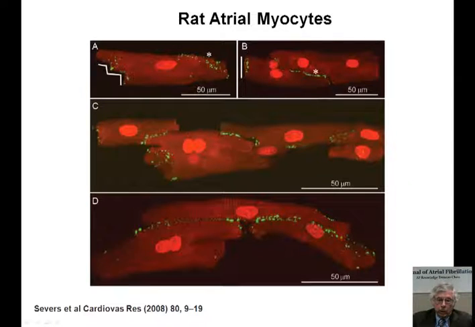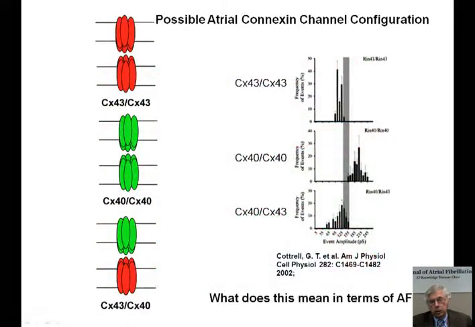One of the reasons that we're concerned with the fact that there are several different connexins in the atria rather than only one is that the different connexins can connect with each other, as shown here: connexin 43 to connexin 43, which is homotypic, or connexin 40 to connexin 40, or connexin 43 to connexin 40. And all these combinations have different ion channel conductances, which makes it very complicated to figure out how remodeling of connexin affects propagation of the impulse.